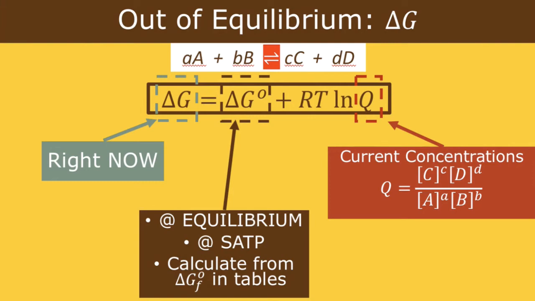And we have to remember that delta G naught only refers to the conditions at equilibrium, at standard atmospheric temperature and pressure. And you calculate delta G naught, not by doing an experiment, but from the delta G formation in tables. But delta G is right now. This is based on the experiment you're actually doing with your current concentrations that you found in Q.